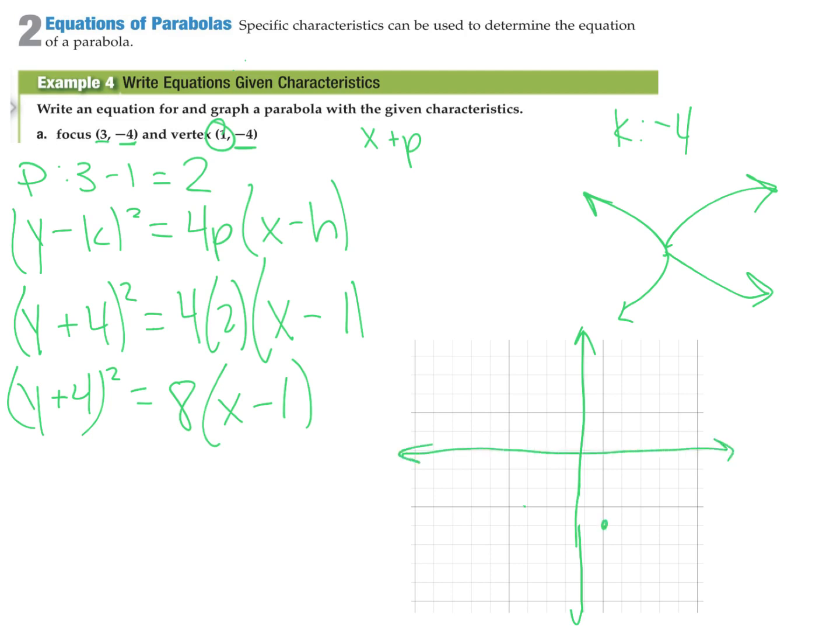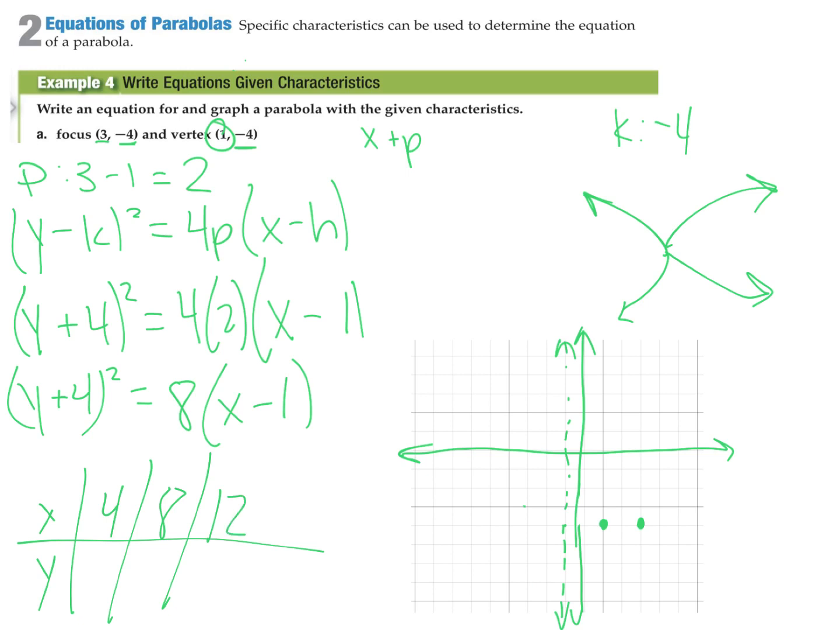Okay, 1, -4 is there, and our focus is at 3, -4, which means our directrix is going to be equal distance away, so that's going to be at -1. And now I'm going to take some test points. We'll do test points for our table at 4, 8, and 12. It's going to give us 2 points at each piece.